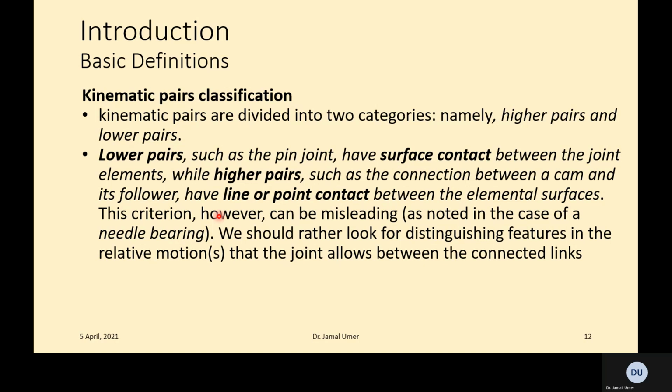This criterion can be misleading in some examples, as noted in the case of the needle bearing. I assume you know the needle bearing or roller bearing. It's a type of roller bearing where you have quite thin rollers. Sometimes it's not really a well-established classification, but most textbooks follow lower pair and higher pair. So we should rather look for the distinguishing feature in the relative motion that the joint allows between the connecting links. Of course there is a classification based on surface contact or line or point contact, but we should try to understand the relative motion at the joint nicely so that you can classify in your own way.